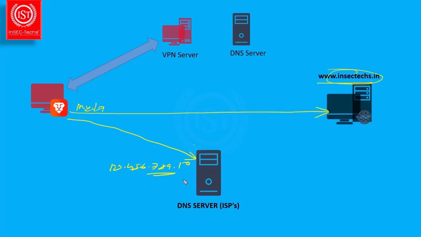So in most cases your ISP, from which you are getting the internet service, will assign you the DNS server as well. That DNS server is responsible to resolve this hostname to an IP address. Then the IP packets are sent over the network to insectechs.in, as the DNS server has already resolved the IP address. So now you can actually access the pages from this website. So this is a proper DNS resolution.